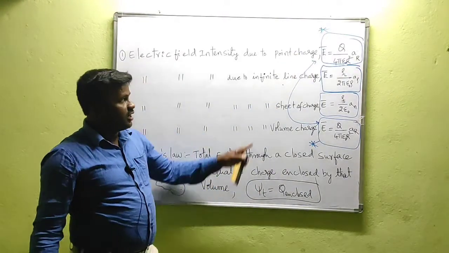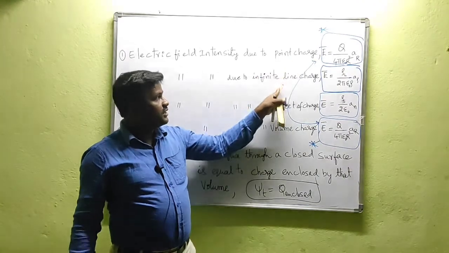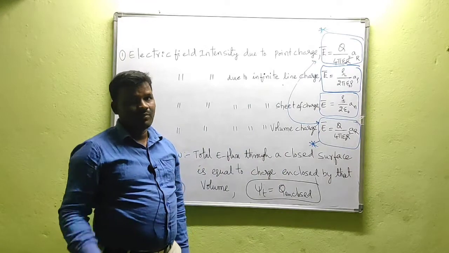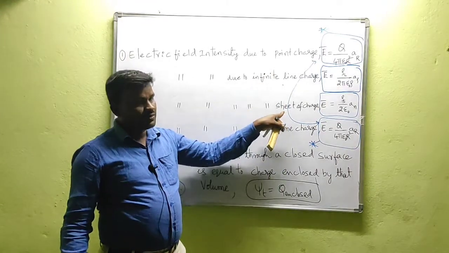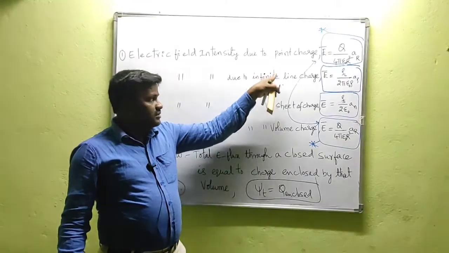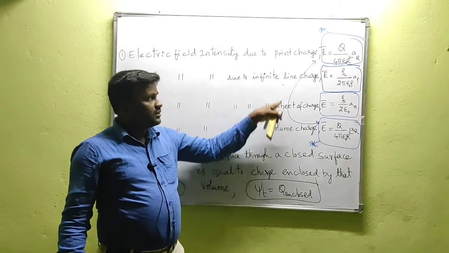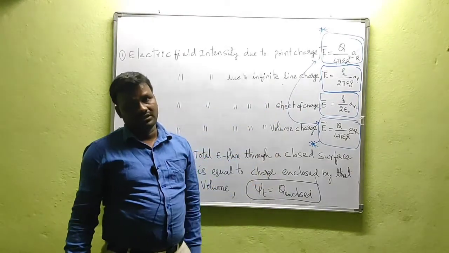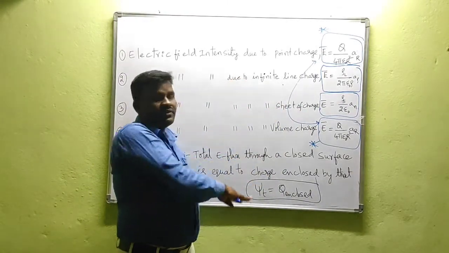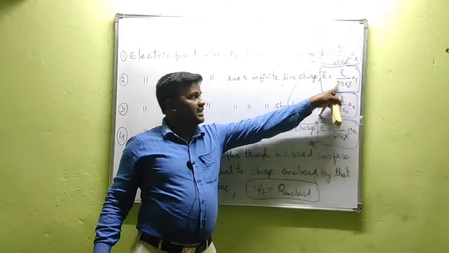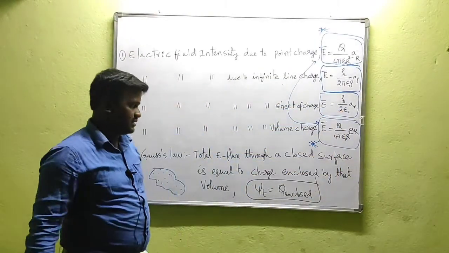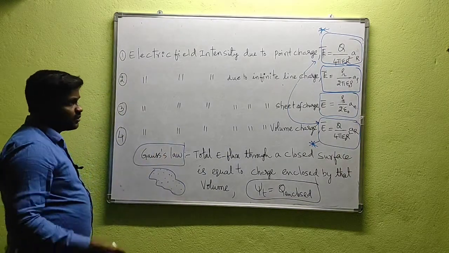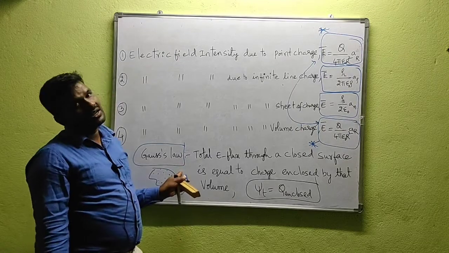Up to now, what did we discuss? E due to point charge, E due to line charge, E due to sheet of charge, E due to volume charge. Coming to the types of continuous charge distribution, we have line charge, sheet of charge, that means surface charge, and volume charge. We derived the electric field intensity due to point charge, line charge, surface charge, and volume charge. Coming to this one, it is Gauss law. In today's class, we will discuss Gauss law and its applications.